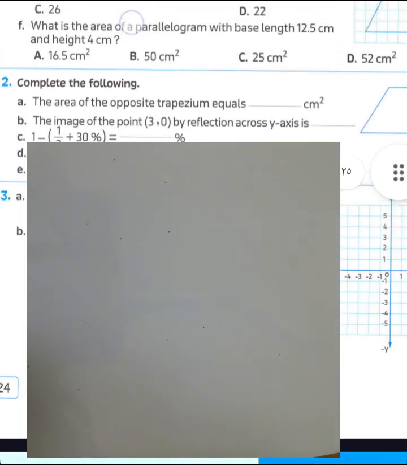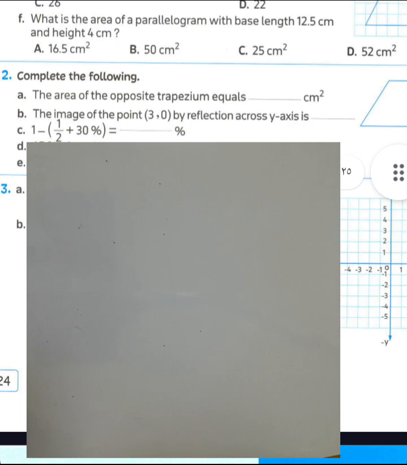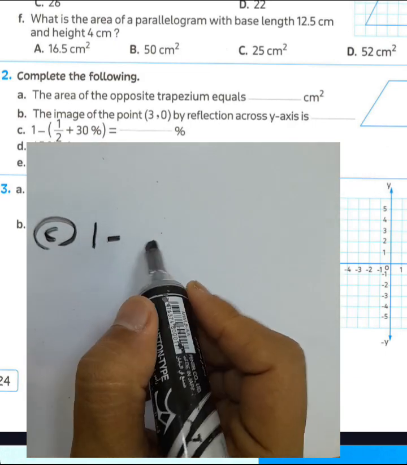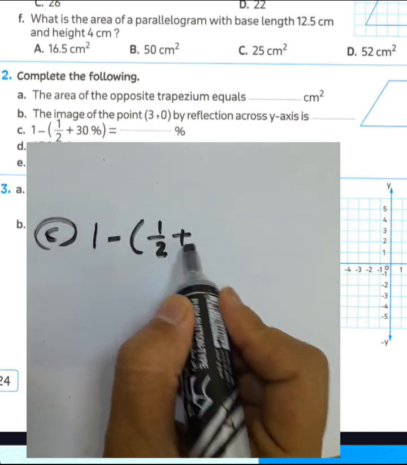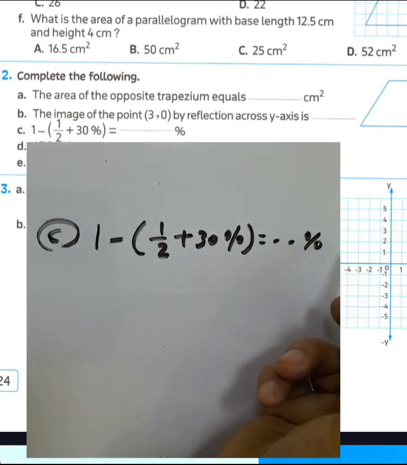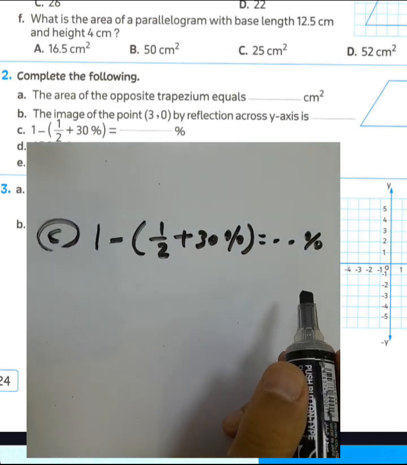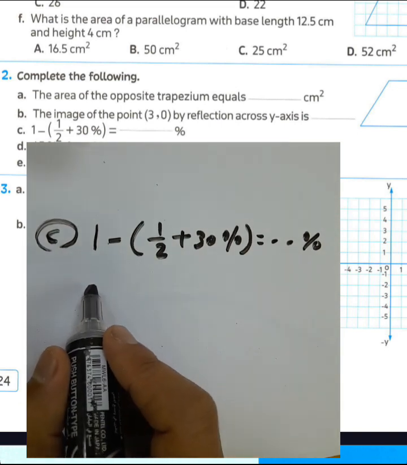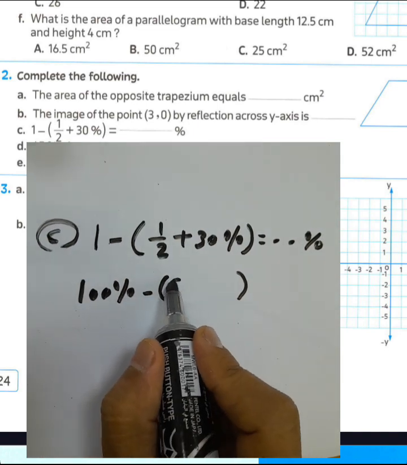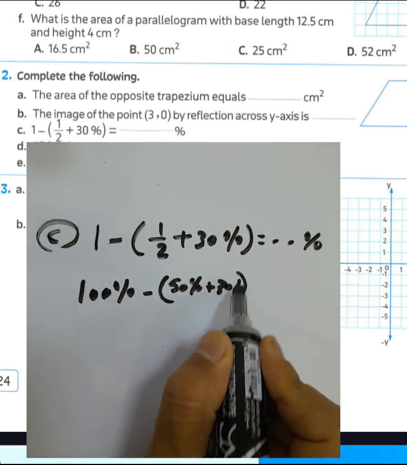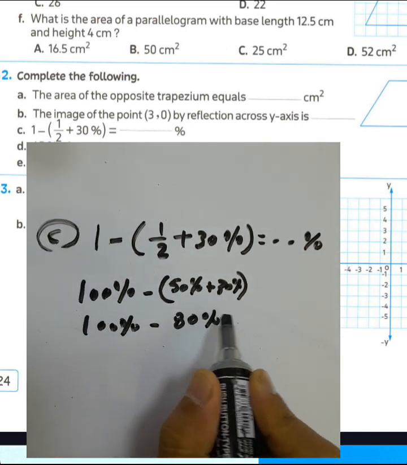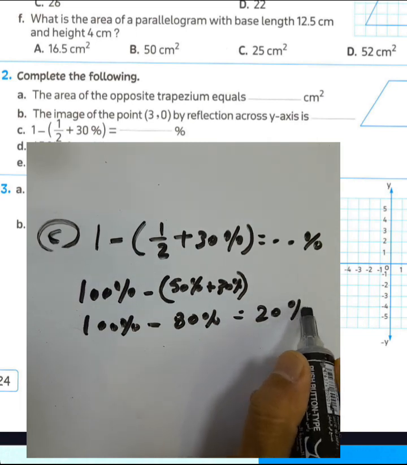Next question, letter C. 1 subtract half plus 30% equals what percent? We have here 1, it will be 100%. Subtract half, it will be 50%, plus 30%. You can write 100%, subtract the sum of them, which is 80%. The difference between them will be 20%.